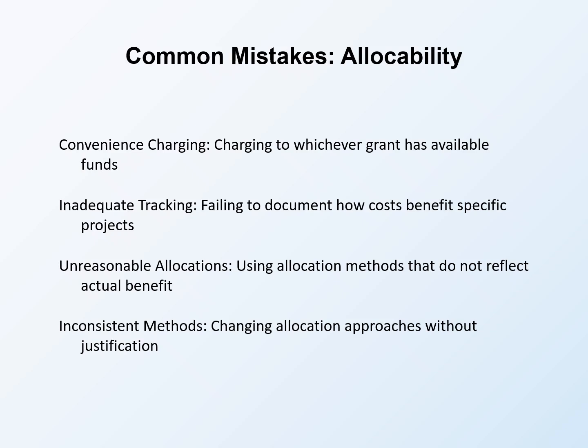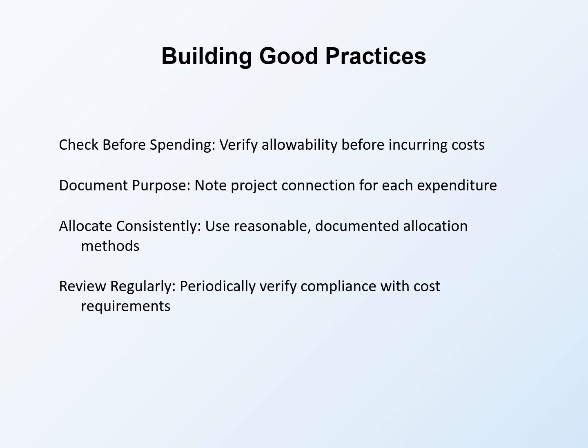Inconsistent methods raise red flags during audits. If you allocate similar costs differently without good reason, auditors wonder why. Changing allocation approaches mid-project suggests manipulation rather than accurate tracking. Establish reasonable allocation methods early and apply them consistently throughout the project. Building good practices around allowability and allocability makes compliance routine rather than burdensome. These habits protect your organization and make audits straightforward.